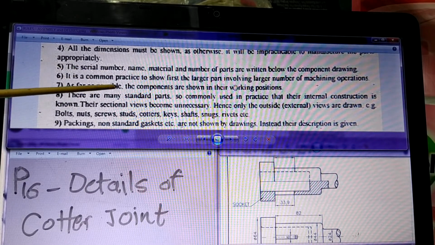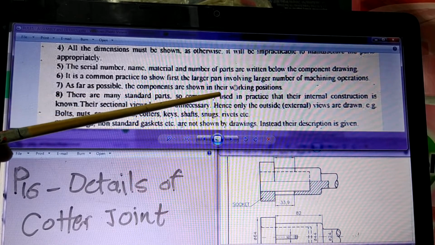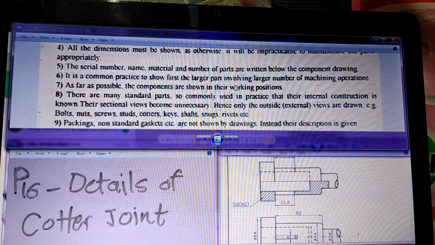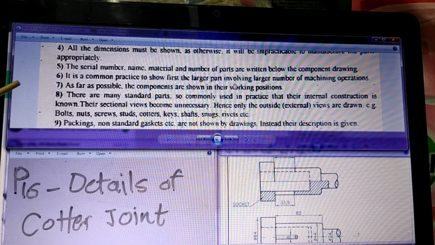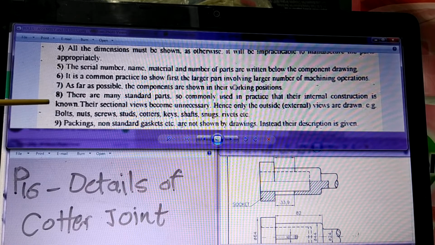Then it is a common practice to draw the large part first and then the rest of the parts. If you are making individual detailed drawings, one drawing on one page, then the question doesn't arise. But otherwise, on a single page, when you are accommodating all the part drawings, then the largest part should be drawn first, and then subsequently the remaining parts. Then rule number 8 is very important.